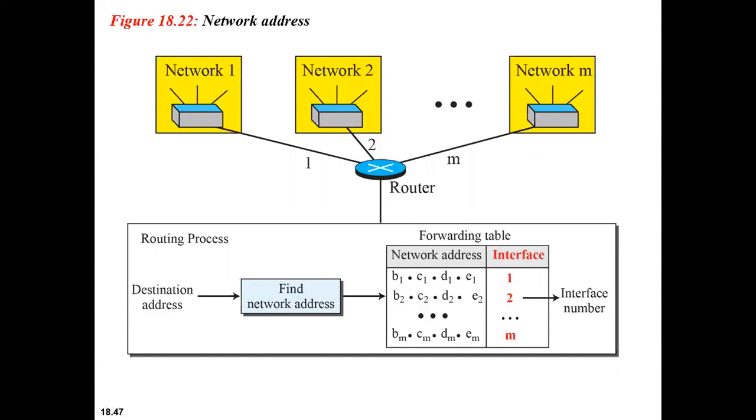We derive this based on the forwarding table, to find the corresponding interface. So how the process works: extract the destination address, and from the destination address find the network address. Using a forwarding table, you can also get the interface. So the network address and the interface are both pieces of information required by a router in order to forward packets.